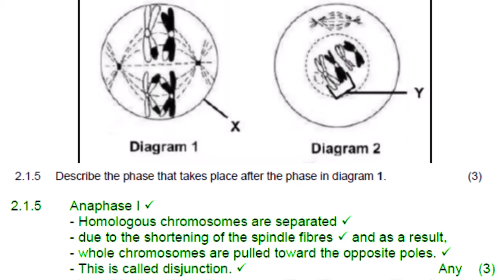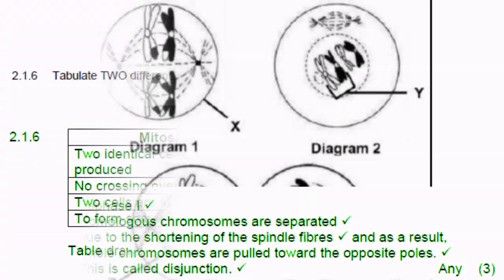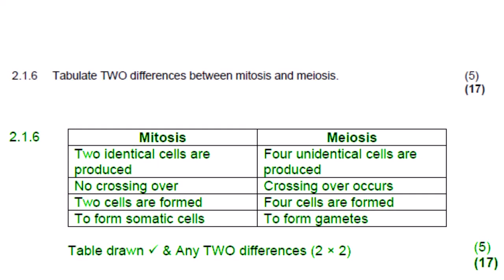Now, 2.1.6 asks for a table comparing mitosis and meiosis. I know they produce different numbers of cells, but what else does the memo require? You need at least two differences and a proper table structure. For mitosis, two identical cells are produced, no crossing over occurs, only two cells are formed in total, and the purpose is to form gametes or sex cells. That clears up the cell division part perfectly.